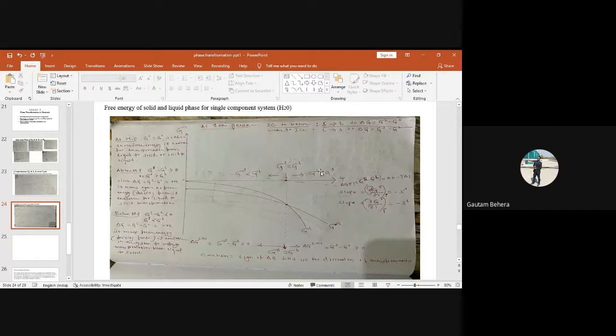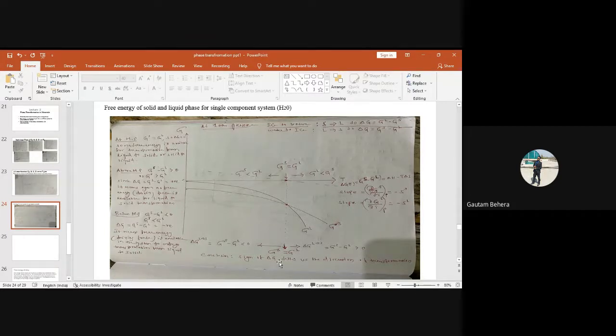It is satisfied by this one only, because above the melting point, free energy of liquid is less, but free energy of solid is more. So GS minus GL is greater than 0. And if GS minus GL is greater than 0, the feasibility criteria is not there, right? The process will not be feasible, the transformation will not happen. The liquid will never become solid. Okay.